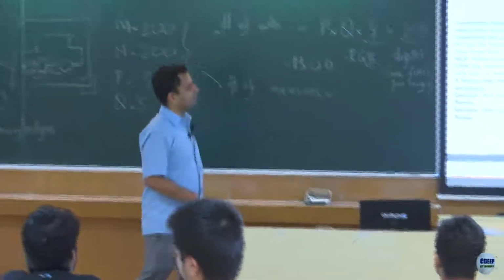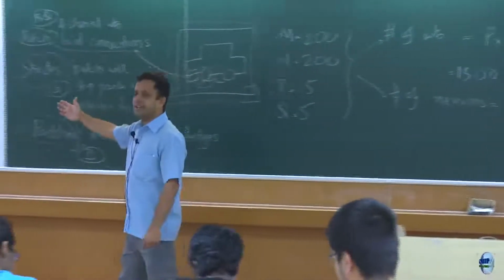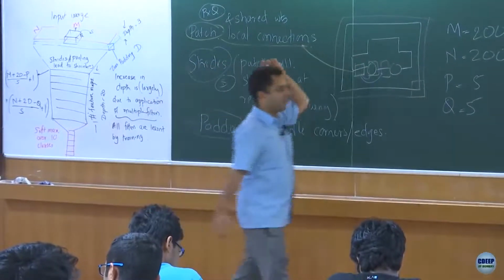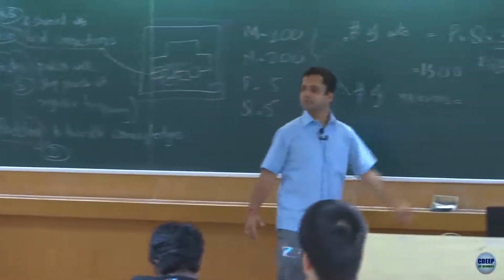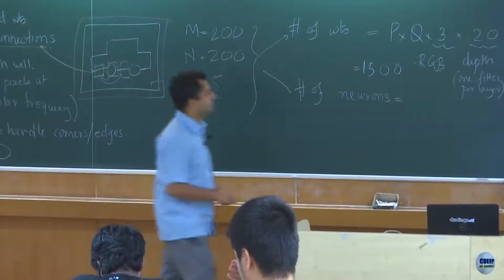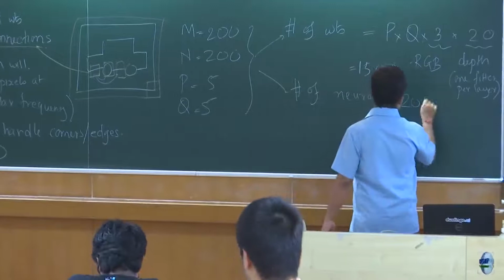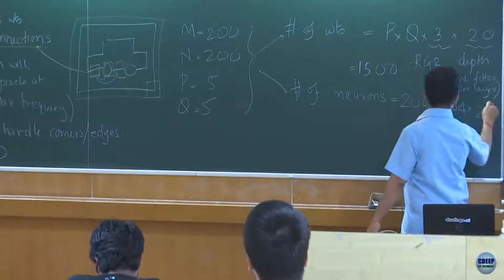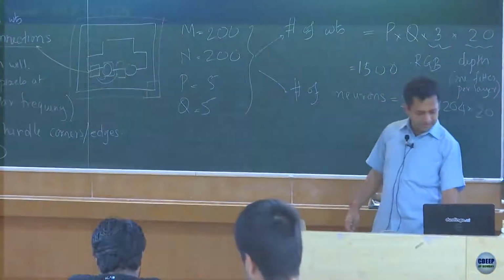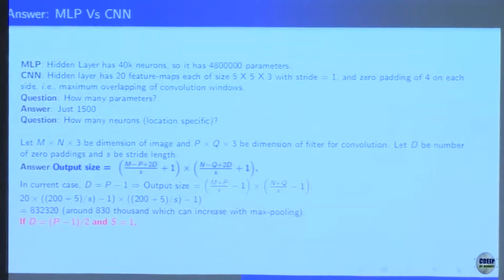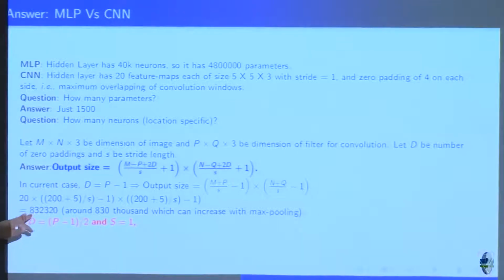How many neurons? You realize that strides do not affect the number of parameters, they only affect the number of neurons. So how many? Anyone? So something like this, 200 by 200 by 20, and so it's around 832,000. That's the order.